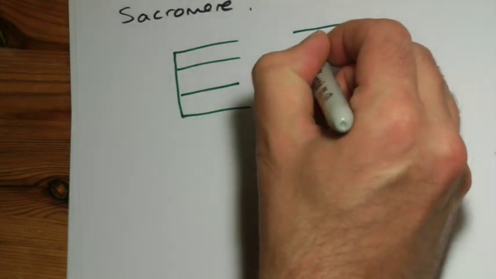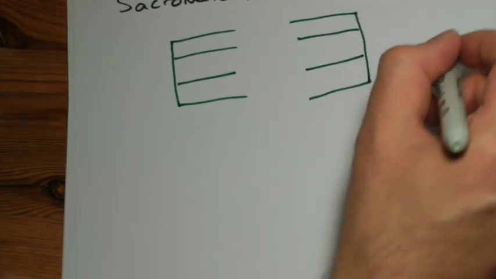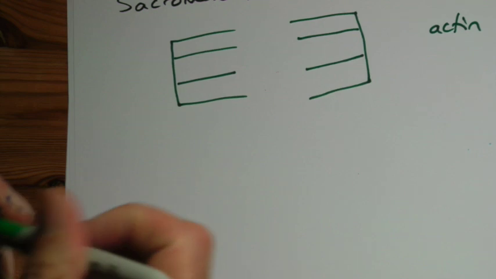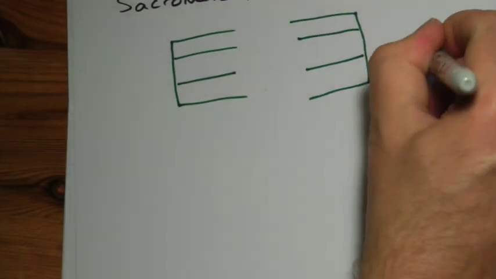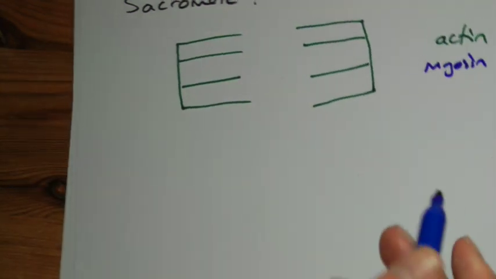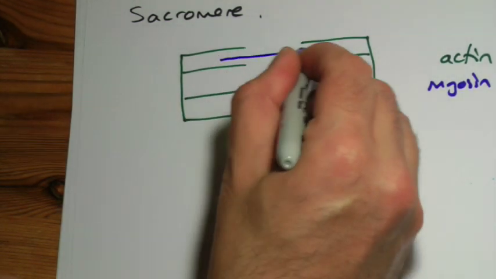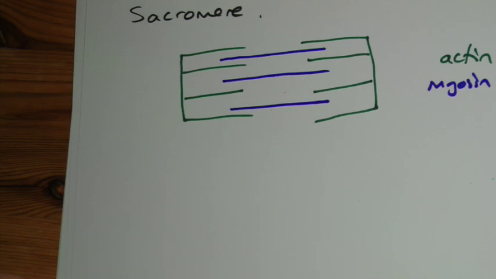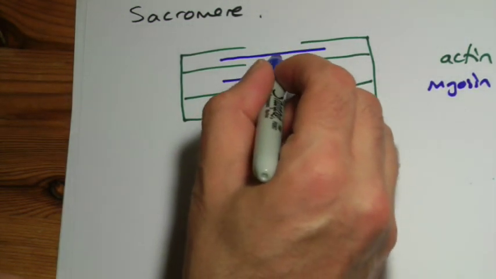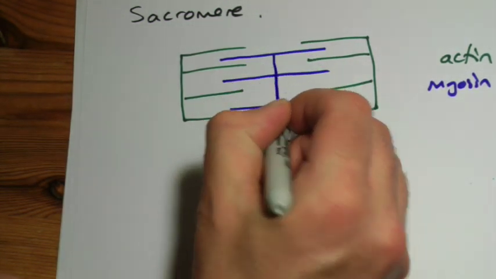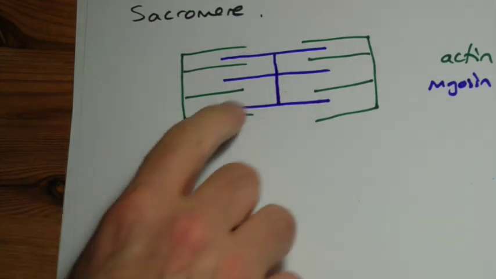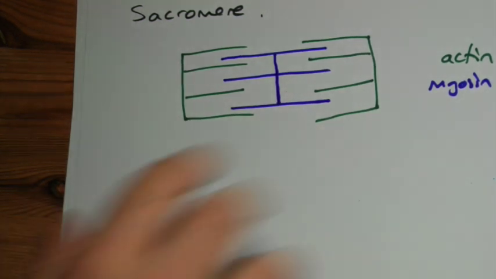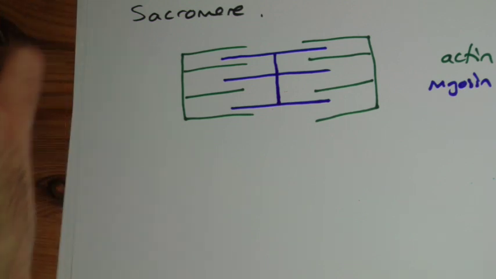I'm going to draw my actin. So the green is going to be actin, and blue is going to be myosin. And the myosin sits between these strands of actin. Now it's not shown on all your diagrams in your book, but down the middle I'm going to draw it this time. The myosin doesn't just float in midair, and this isn't a two-dimensional structure either.